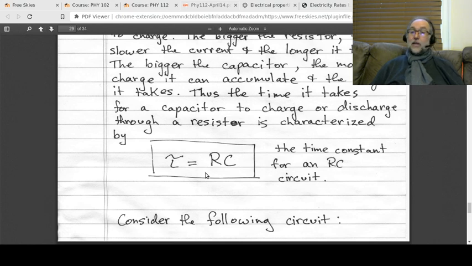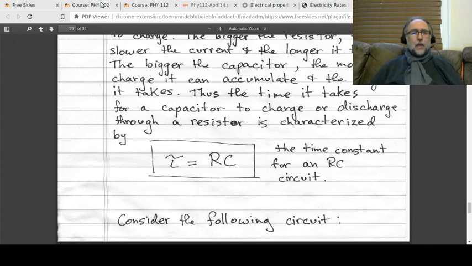I'll show you in a minute that if you actually multiply ohms times farads, you're going to get seconds. Not something you would expect. But if you take ohms, which are the units of resistance in MKS, and farads, which are the units of capacitance in MKS, an ohm multiplied by a farad is equal to 1 second. Which is kind of interesting.